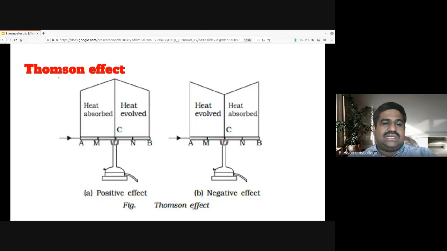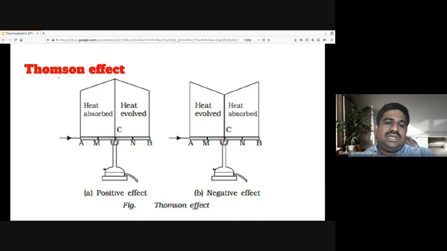See in the figure, we can see that the portion C is the hotter region. So when we pass from the colder to the hotter region, that means from A to C in figure A, we are moving from the colder to the hotter region, and then the heat is absorbed. When we move from C to B, that means from a hotter region to a colder region, when current is passed from C to B, heat is evolved. Metals which show the positive Thomson effect are copper, silver, cadmium, zinc, etc.